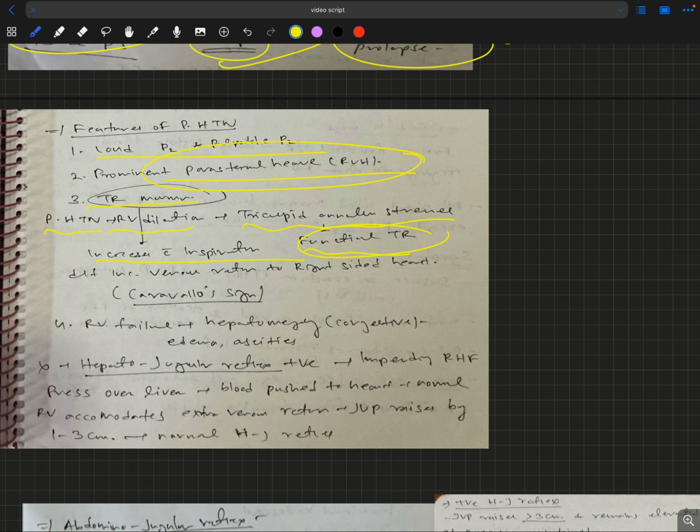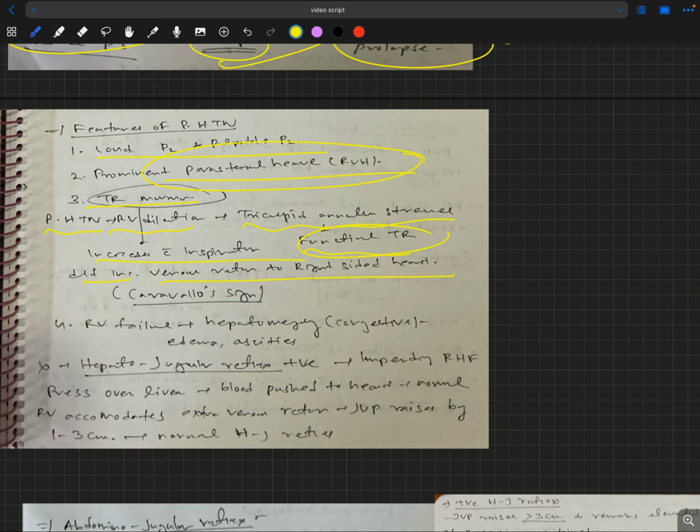So this TR murmur increases with inspiration due to increased venous return to the right side of the heart. During inspiration, there is increased venous return to the right side of the heart because the SVC, superior vena cava, is extrathoracic, extrapericardial. All other structures, including pulmonary valves, pulmonary vein, and the four chambers of the heart, are intrathoracic. So during inspiration, there is decreased pressure inside the right atrium, but there will be no change of pressure inside the superior vena cava. So a pressure gradient is created during inspiration between the superior vena cava and right atrium. That will lead to more blood flow towards the right side of the heart during inspiration.